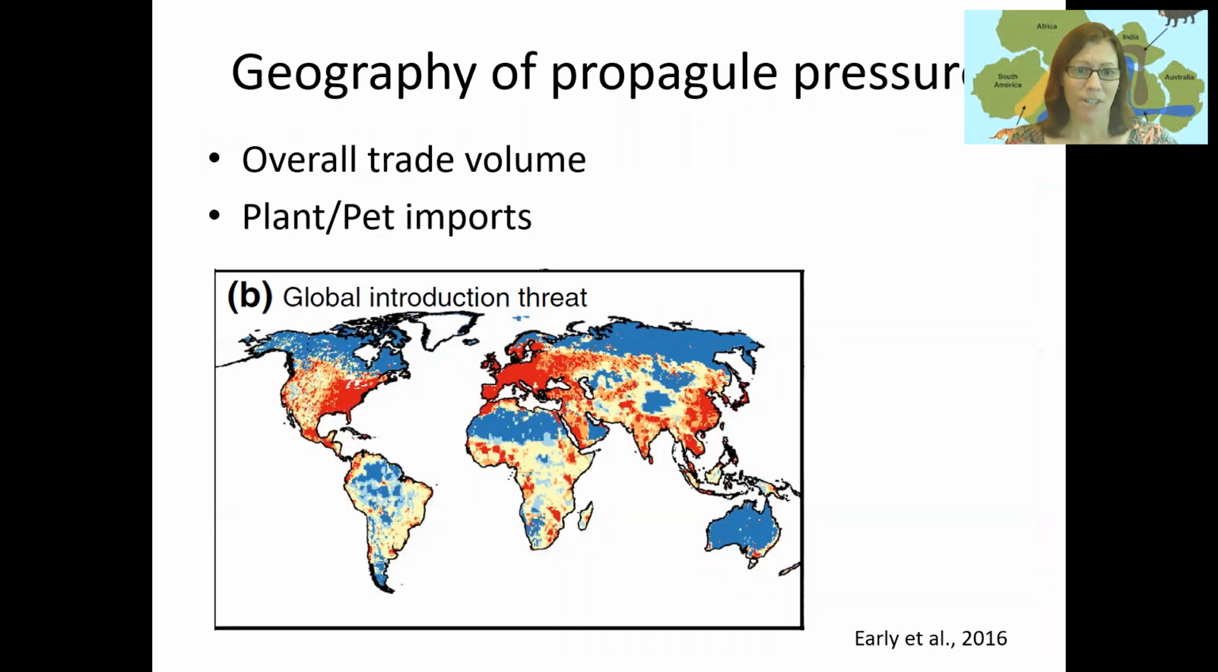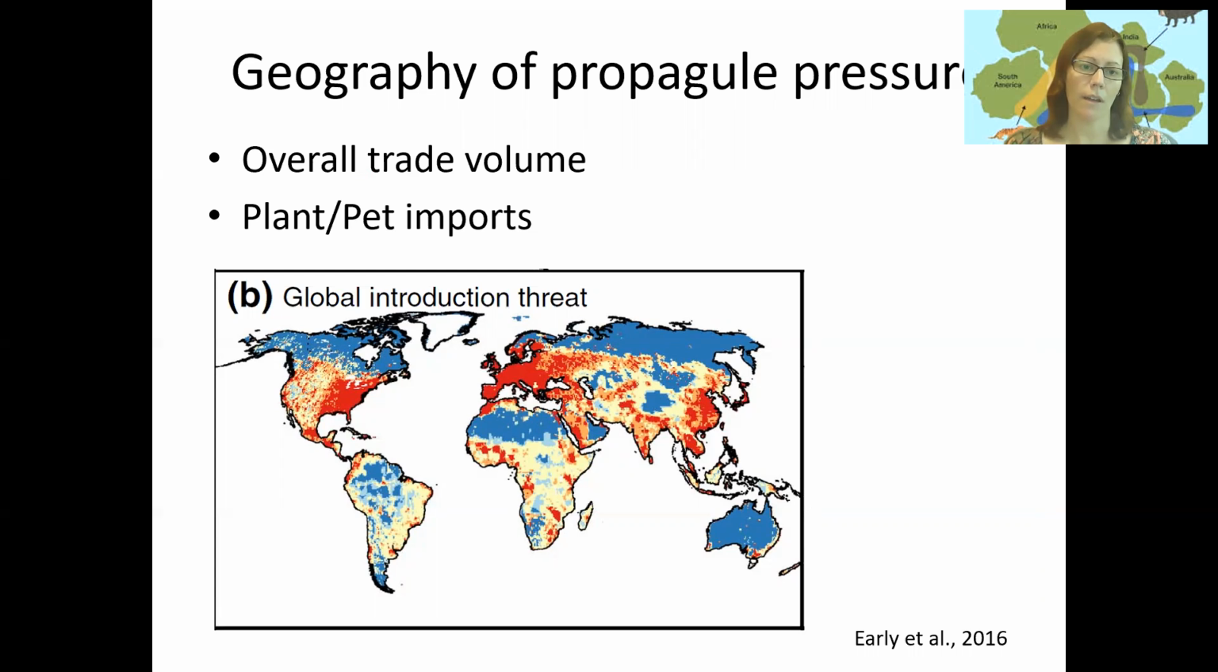Geography of propagule pressure. So this is a map that was put together some number of years ago, but early in others, that is a compilation of introduction threat of invasive species. And what is this map based on? It's based on, at a country to sub-country level, overall trade volumes.